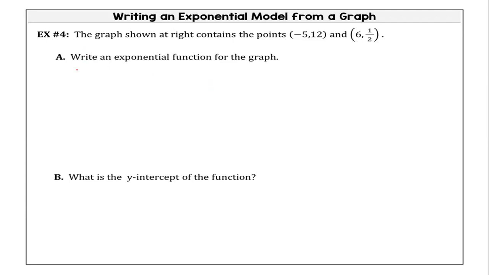Here we go. So first we're going to talk about what is the standard form for an exponential model. That is y equals a times b to the x. That is our standard form. The goal here is to figure out what a and b are, and we're going to do that by using the given points that we have and approximating the value of b.